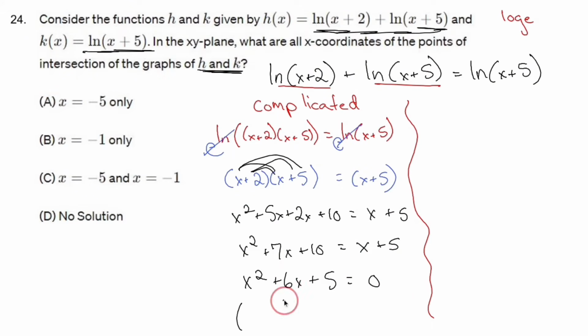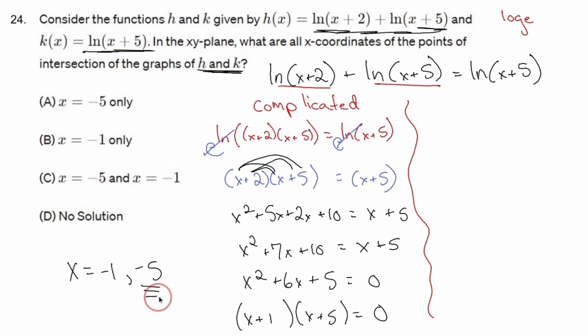Use the zero product property to factor that out, and you'll get (x + 1)(x + 5) = 0. What that means is your possible zeros using the zero product property are -1 and -5. Now, before we come up here and circle C, ln is tricky because you're never allowed to have an ln of 0, and you're never allowed to have an ln of a negative number.